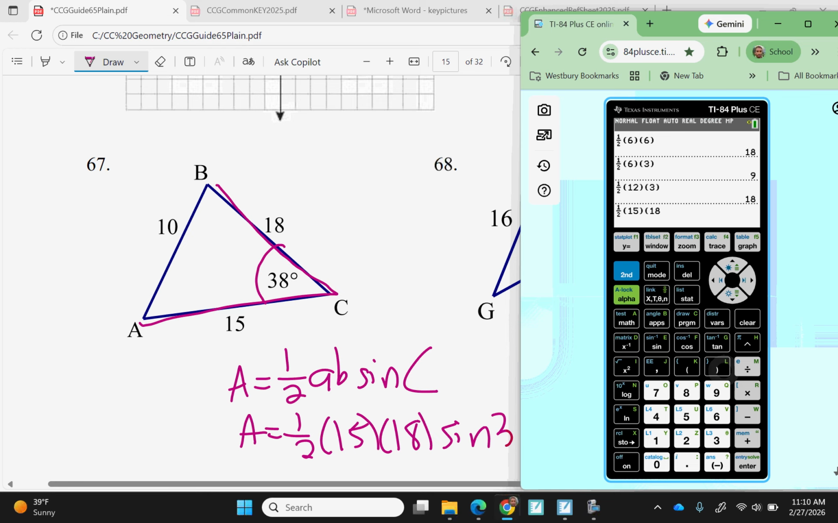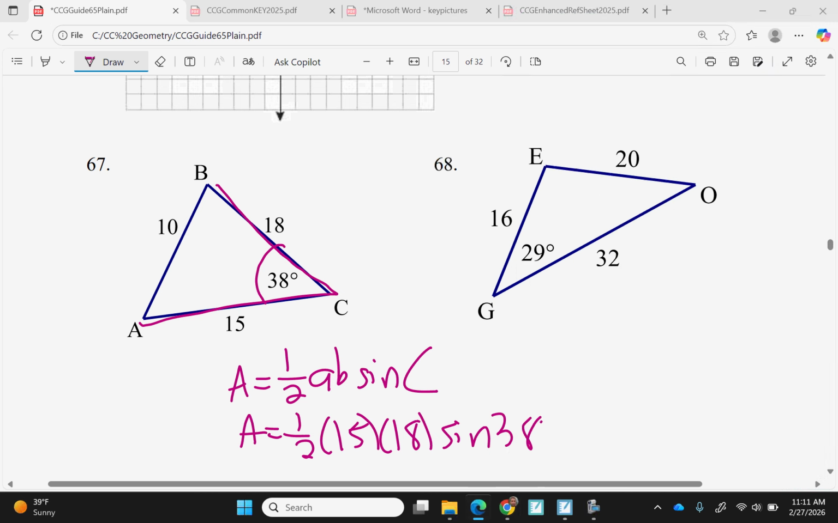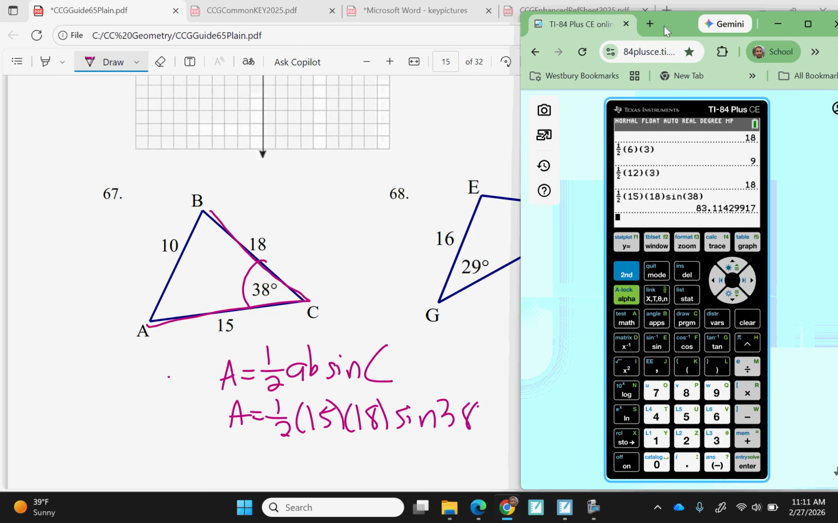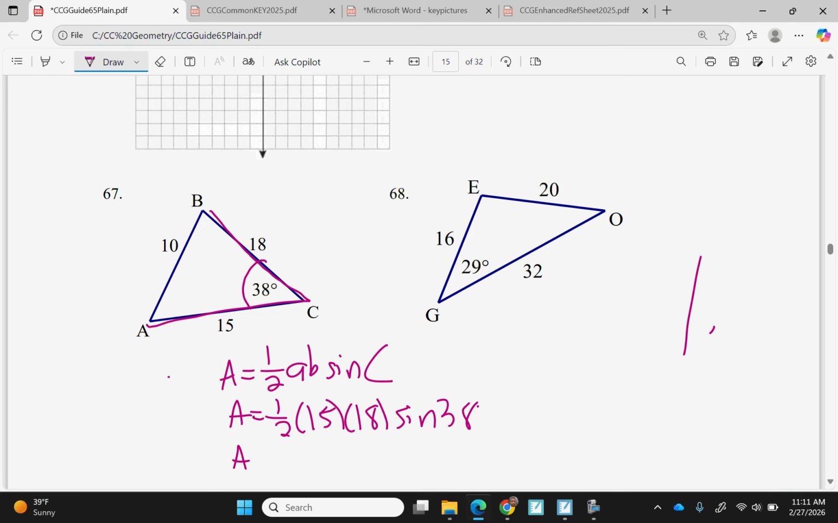15, 18, sine 38. I said to round to the nearest, I don't know, something. I don't know. I didn't write it. Oh no. Well, whatever. Whatever you want. Let's go to the nearest integer. 83.